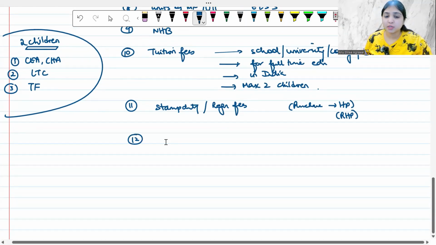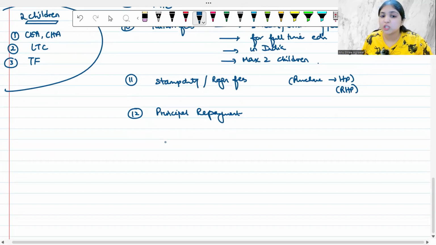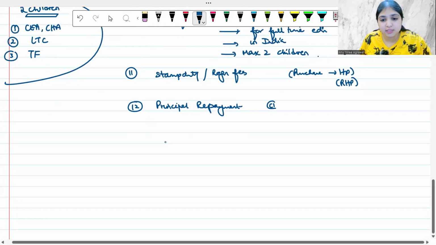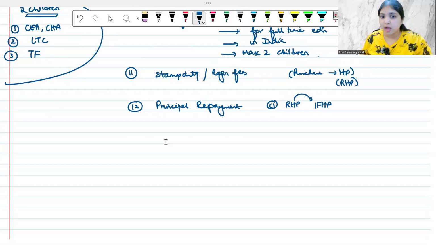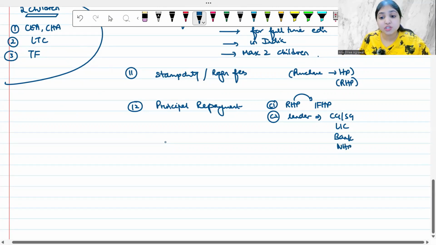Then comes point number 12. If the assessee has repaid principal, repayment with respect to house property will also be allowed under 80C. There are conditions. Condition number 1, it has to be a residential house property which is assessed to tax under the head IFHP. Condition number 2, who is the lender of money? The lender has to be either the central government or the state government, or the lender can also be LIC, or a bank, or the National Housing Bank. Lender can also be an employer.